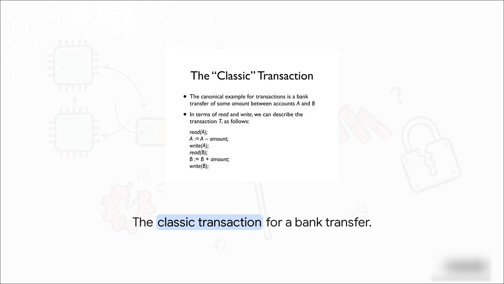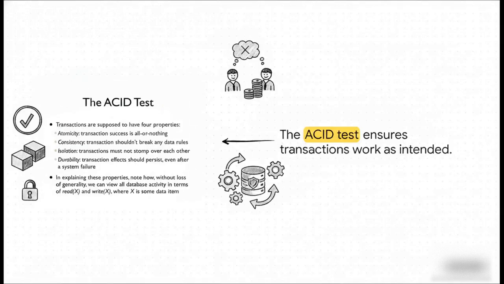The database doesn't magically know this is one unified action. As developers, we have to explicitly define those boundaries. To protect these transactions, databases rely on the ACID properties. Atomicity ensures the transaction is all or nothing, meaning no half-finished money transfers. Consistency guarantees we don't break data rules, like creating money out of thin air. Durability means once a transaction is committed, it survives a server crash.